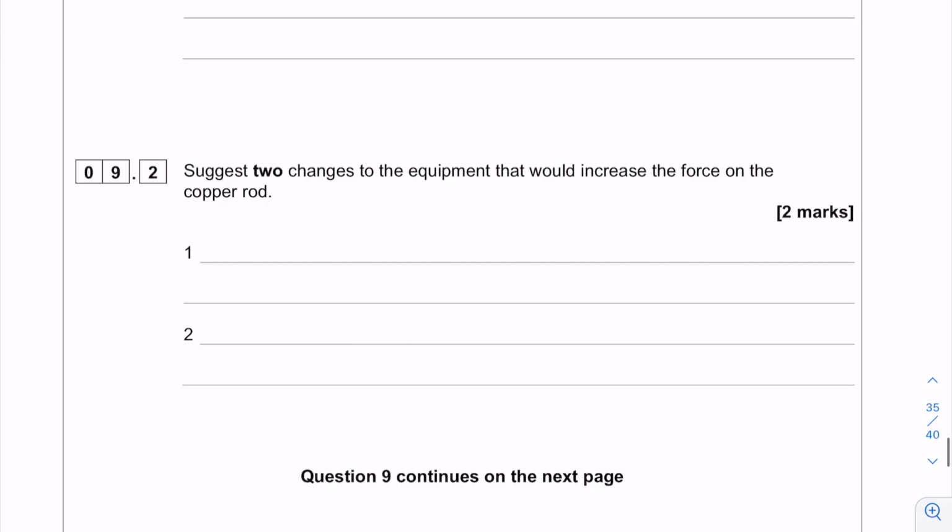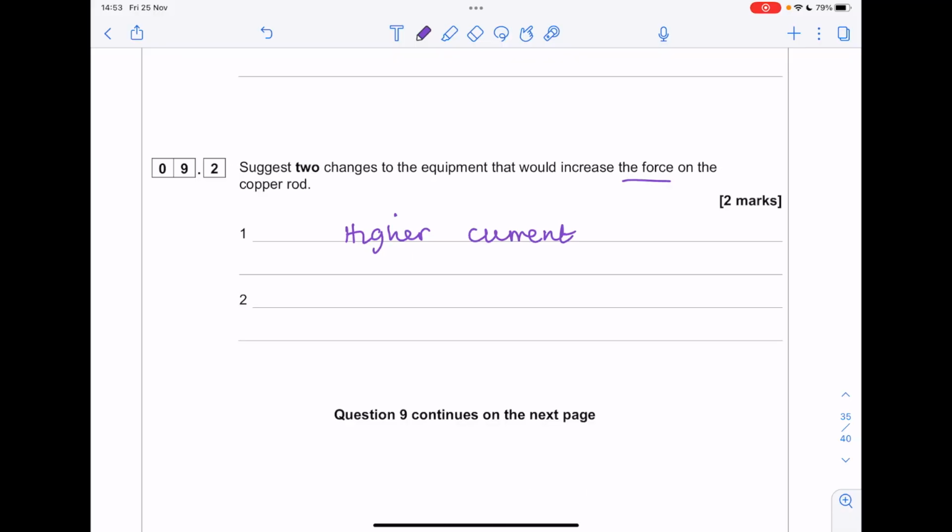Suggest two changes to the equipment which would increase the force on the copper rod. First one is always higher current. And the second most obvious one, if you think about it being current and magnetic field going into creating that force, you want to use a stronger magnet to generate a greater magnetic field.